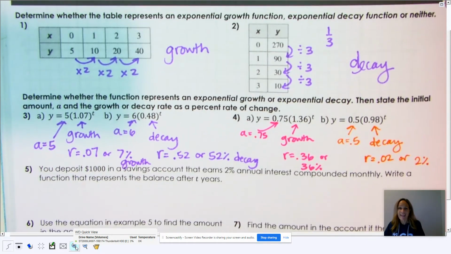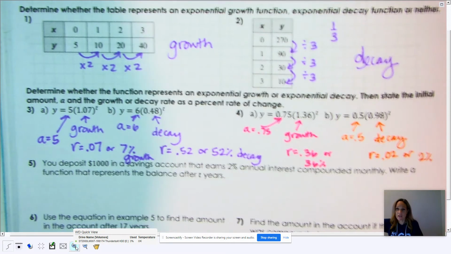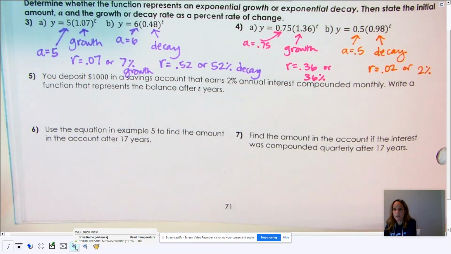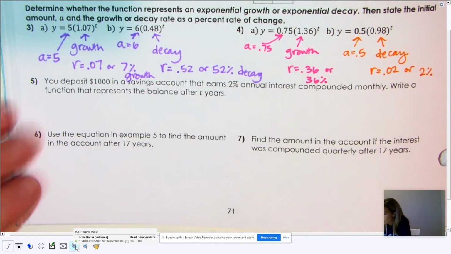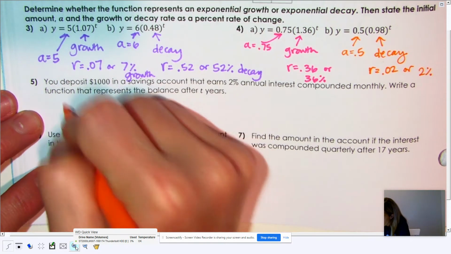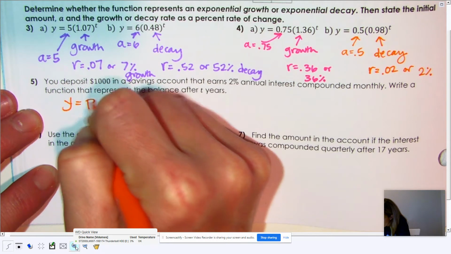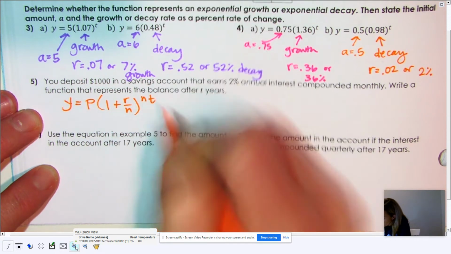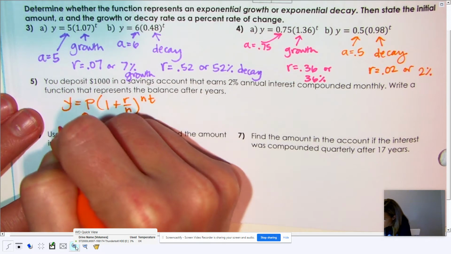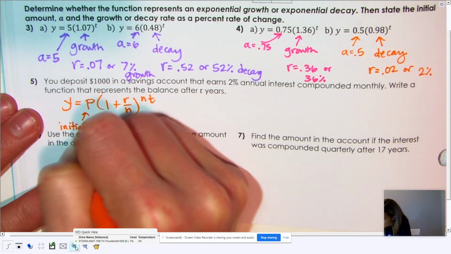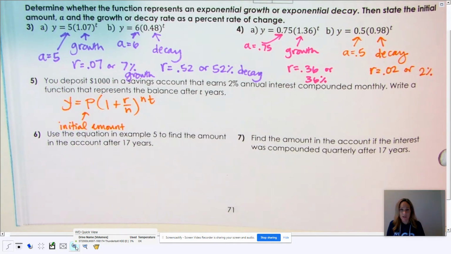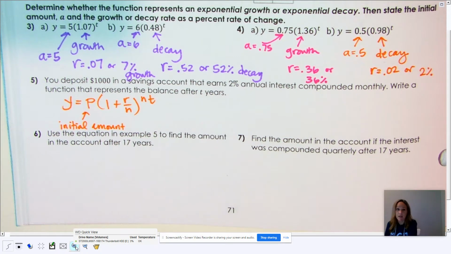Okay. Now we get into the ones that are a little bit trickier. We've got one of those compounding problems. So I'm going to start by writing our formula from the notes. Y equals P(1 plus R over N) to the NT. This is my initial amount, or principal. That's why there's a P used. You're like, why don't they just use I for initial? Well, it's P, it's our principal. How much did we deposit?